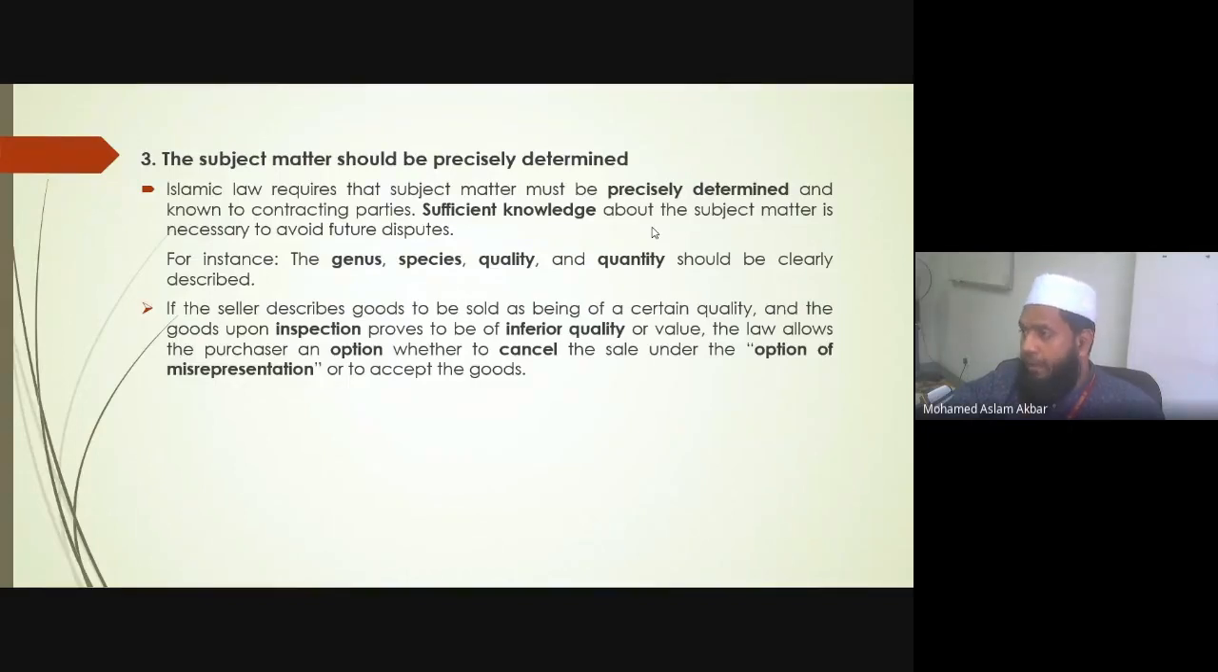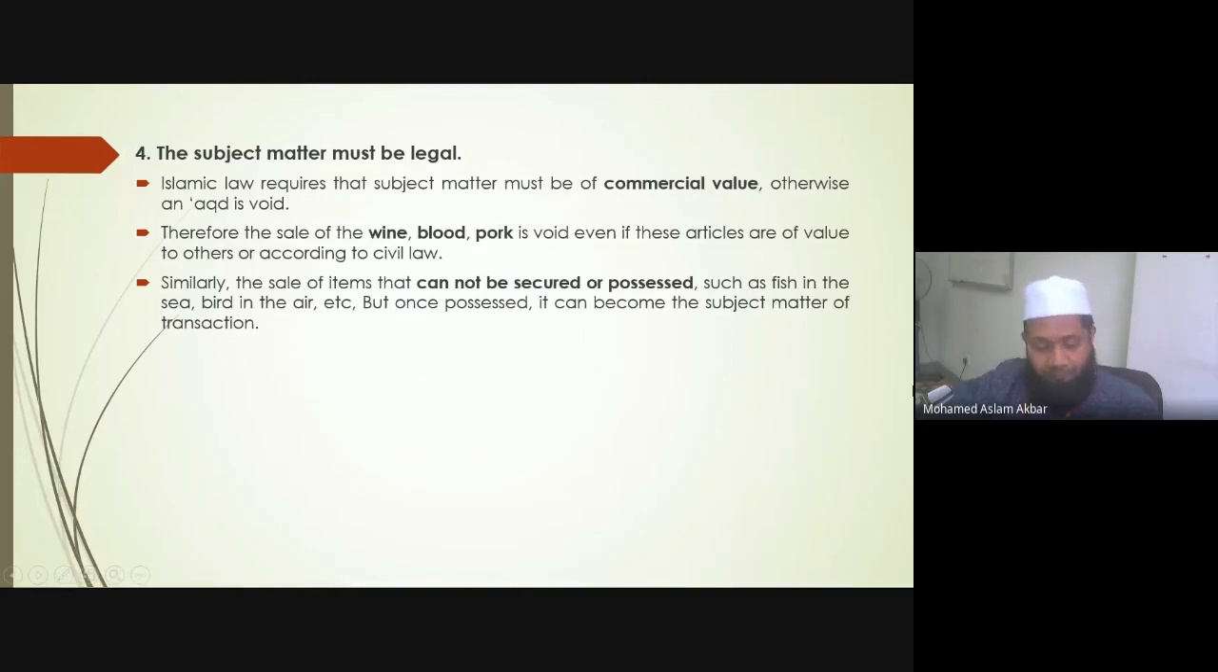Let's say you are not happy with that quality, because we told you a quality, but when you received from us, the quality that we assured, you are not getting it. I cannot say you cannot return, because you have all the right to return to me. So in that way, I'm giving you an option whether to cancel or keep it, right? So the options are already there. That's number three. Number four, the subject matters must be legal.